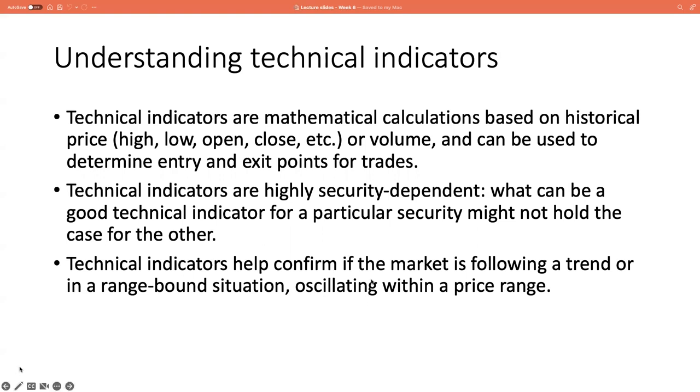In general, we can use this sort of derived features called technical indicators to confirm if the market is following a trend or in a range bound situation, which means it's oscillating within a price range, right? Not really exceeding the range, the upper bounds and lower bounds. Right? And we are looking for the trend that actually has a momentum to exceed the bounds.